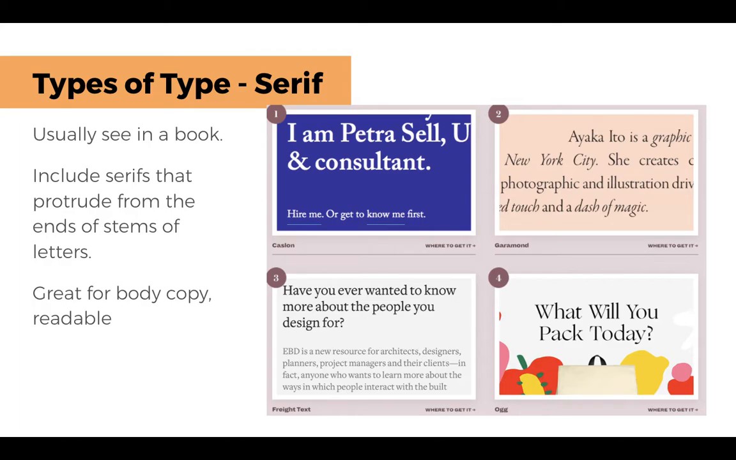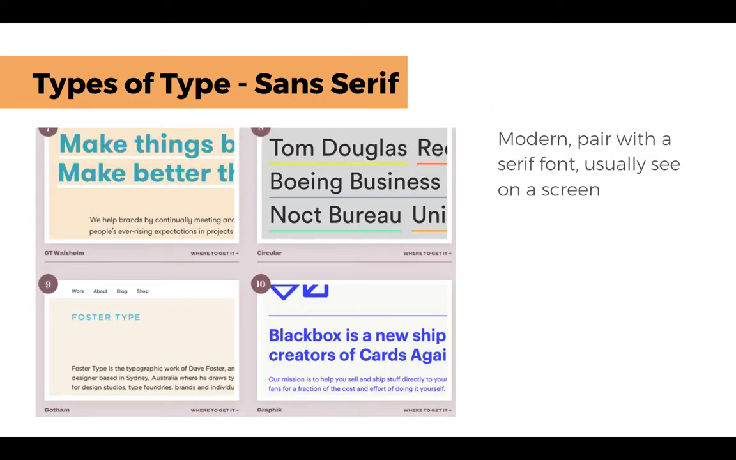It's really good for body copy. It tends to be quite readable. It's what we would use in our body copy in the yearbook. Then you have sans serif. And if you take a look at some of these fonts on here, you're going to notice that instead of having the little serifs protrude off of the stems, it looks like they've been cut off completely. A sans serif font tends to look pretty modern. And then we also pair it with serif fonts.